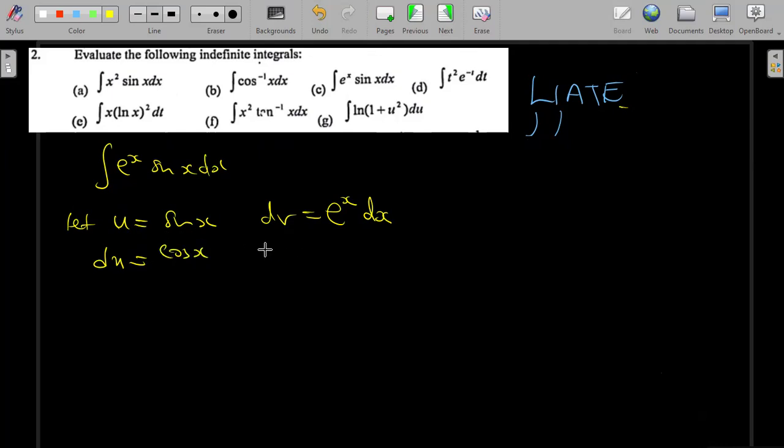So here, the usual game, I differentiate u to get du, differentiating sine gives me cos x, and I integrate dv to get v, integrating e to the x, I just get e to the x like that. Then I can replace this now. Since I have my u, my v and my dv, this will be equal to uv, which is e to the x sine x, then minus, I have my v again, which is e to the x, then my du is just cos x.